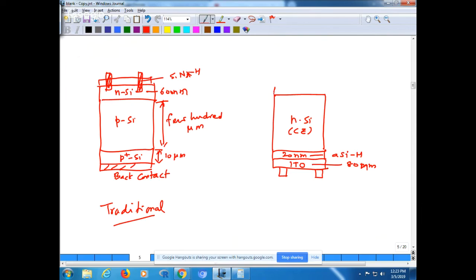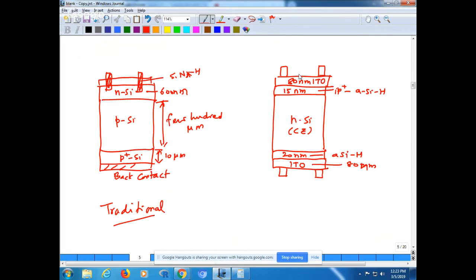And then on top, we have a 15 nanometer P plus amorphous silicon. And so this is basically IP plus. Okay. And then we have 80 nanometer of ITO. And then we have front contact here. So this is what the structure will look like.